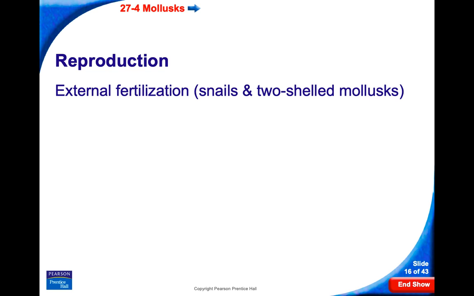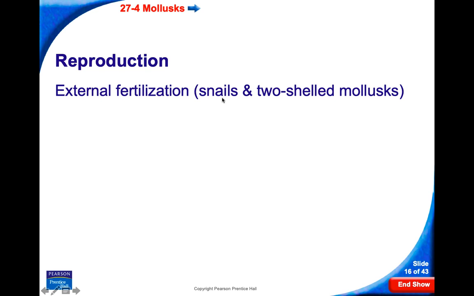All right, in terms of reproduction, a lot of variety as well. So external fertilization is used for a number of mollusks. Remember, external fertilization means they release their eggs and sperm cells out into the water. A lot of snails do that, like aquatic snails, and a lot of two-shelled mollusks, for example, mussels or oysters, they do it that way as well.